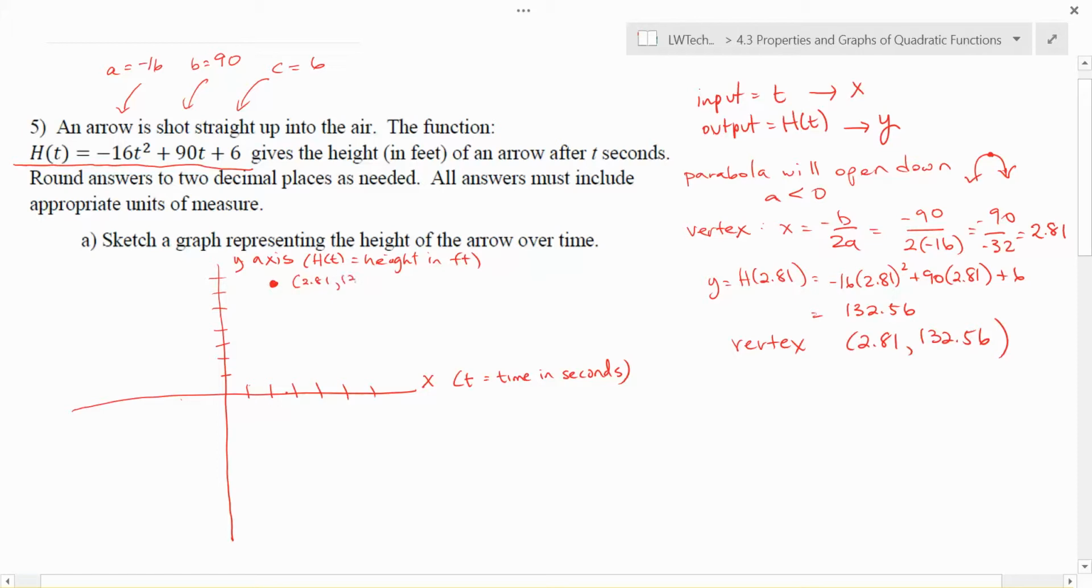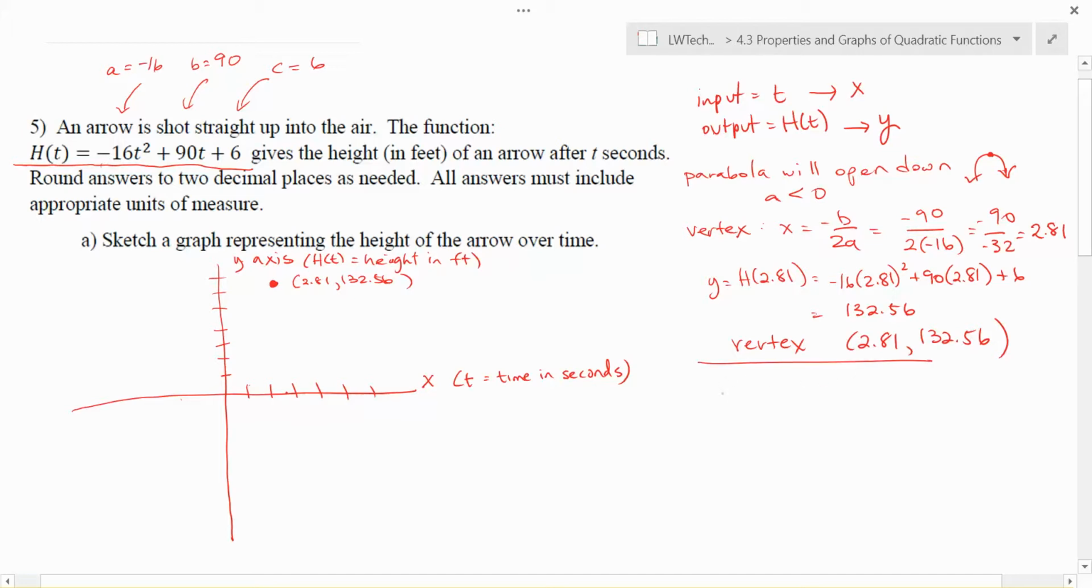2.81, 132.56. All right, so that's a really key important point. Now remember, I'm going to be looking at a parabola that's going to be going downhill like this, an upside down parabola, because we have that negative in front of the t squared. So how do we find some other points?